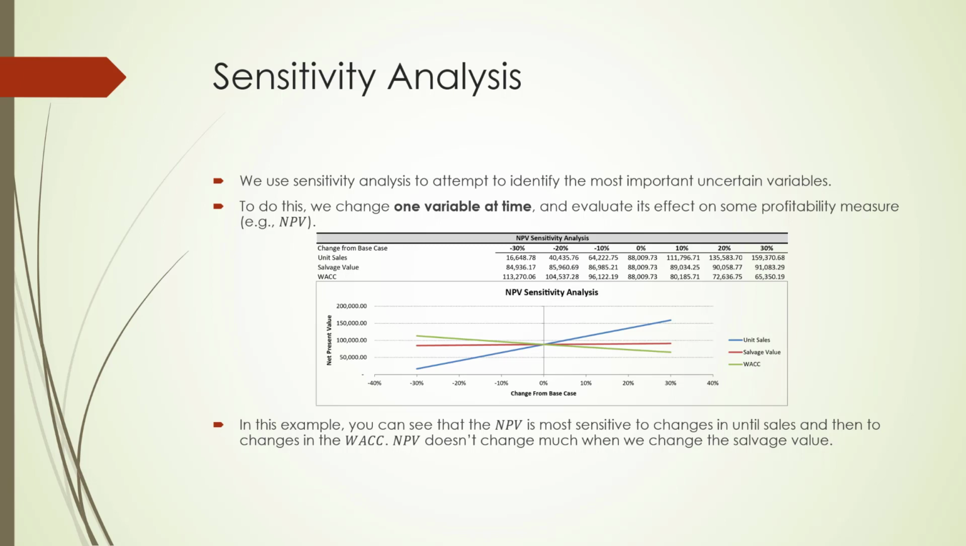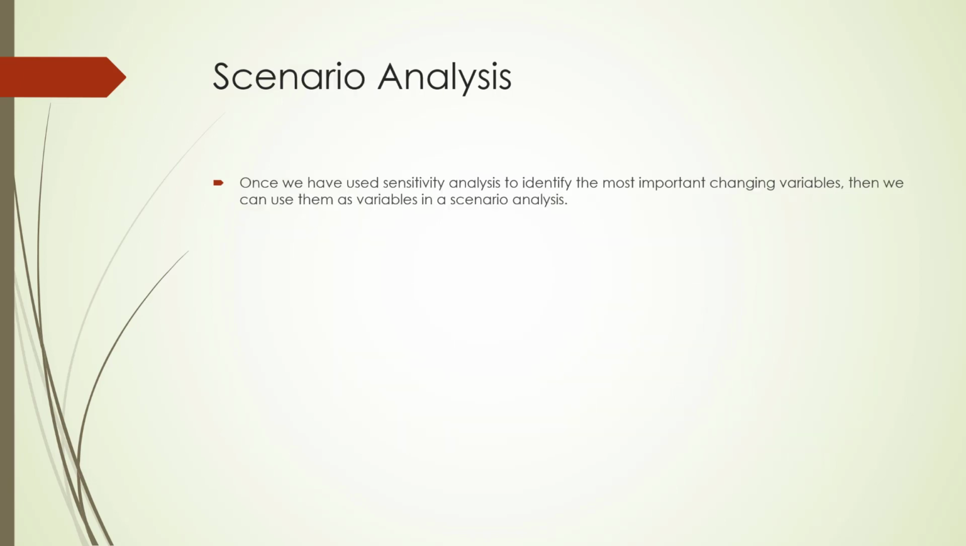It's not as important as unit sales, but it's much more important than salvage value is. And you can see all of this on the table or in the chart, however you prefer to look at it. So out of these 3 variables, I would say we would do a scenario analysis with unit sales and cost of capital. We don't have to worry too much about salvage value. Now that we've identified the important variables, we can change both of them to create our scenarios.